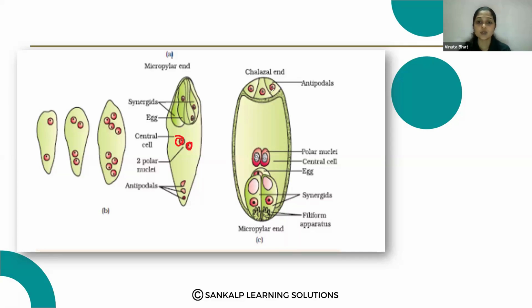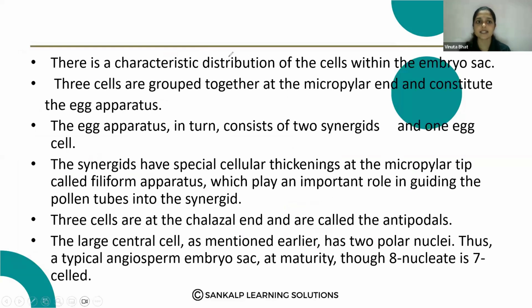So here is the mature embryo sac, and you can see there is a characteristic distribution of the cells within the embryo sac. Three cells are grouped together at the micropylar region and constitute the egg apparatus. And the egg apparatus in turn consists of two synergids and one egg cell.